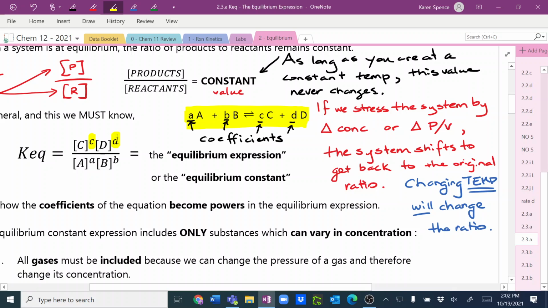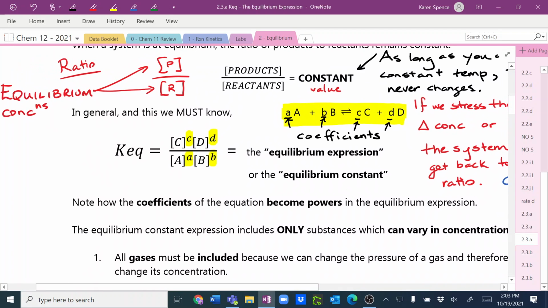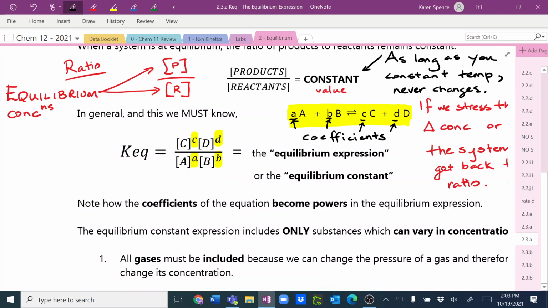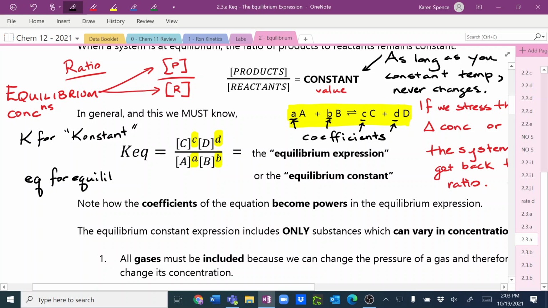In our reactants, we have the concentration of A raised to the power of its coefficient, little a, and B raised to the power of little b. And the name that we give for this thing is the equilibrium expression or the equilibrium constant, but we often just call it KEQ. And the K is for constant. I know that constant doesn't start with a K, but that's okay. You can think of it that way, all right? K for constant, and EQ obviously is for equilibrium. So this is our equilibrium constant.